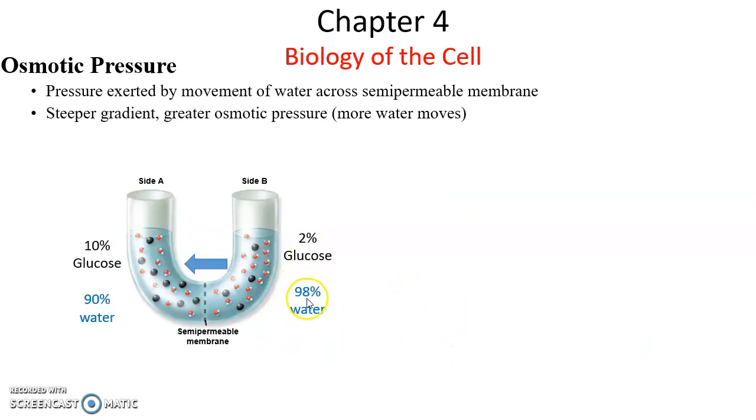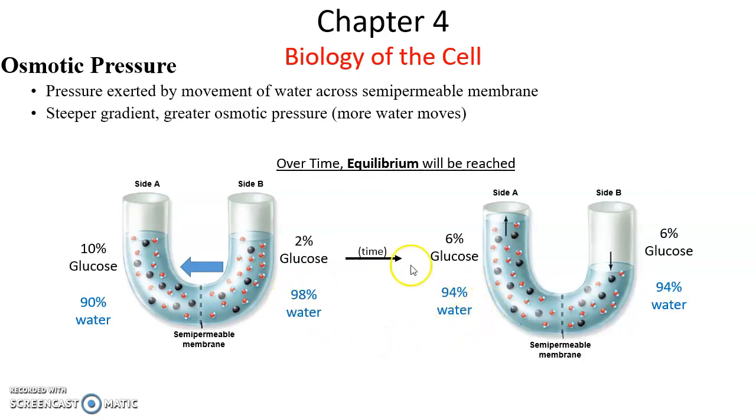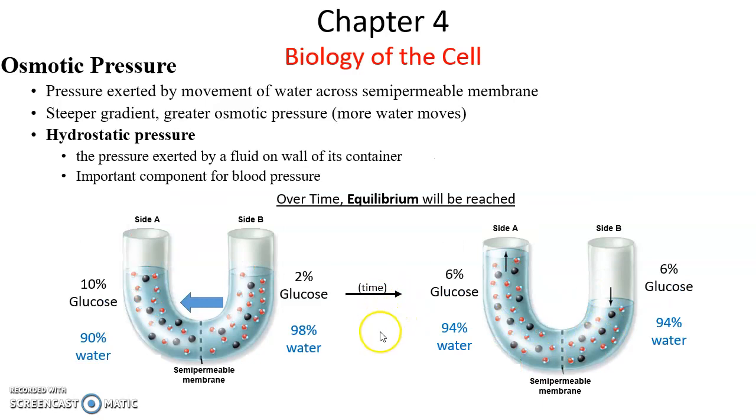So again, 2% glucose means 98% water, 10% glucose means 90% water. So it's going from high concentration to low concentration. And over time, it will reach equilibrium where the water concentration on each side is about the same. Hydrostatic pressure occurs after equilibrium is reached. Hydrostatic pressure is the pressure exerted on the walls of the container by the fluid. So blood pressure is the pressure of blood on the walls of the blood vessels themselves. That's why we don't want it too high, because that could then damage the blood vessels.